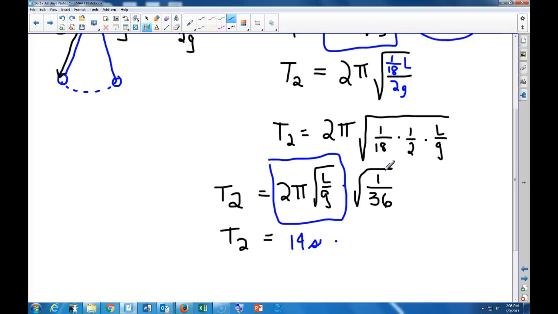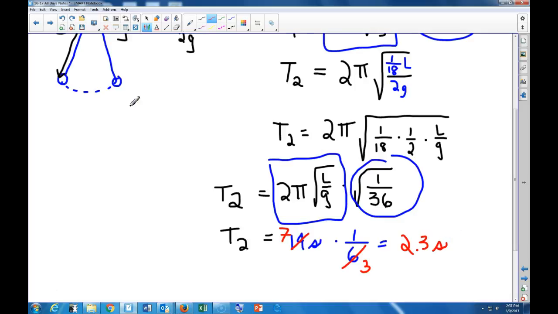14 seconds. What's 1 over 36 square rooted? Well, radical 36 is 6, so this is 1/6. So what's my answer? 14 over 6. I can divide numerator and denominator by 2, and I get 7 over 3. And 6/3 is 2, right? And an extra third to make 7/3 gives me 2.3. So that's the answer.